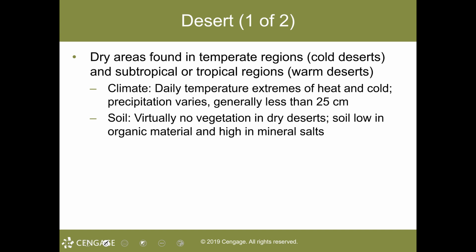Deserts vary greatly depending on the amount of precipitation they receive, which is generally less than 10 inches per year. A few deserts are so dry that virtually no plant life occurs in them. As a result of sparse vegetation, desert soil is low in organic material, but often high in mineral content.